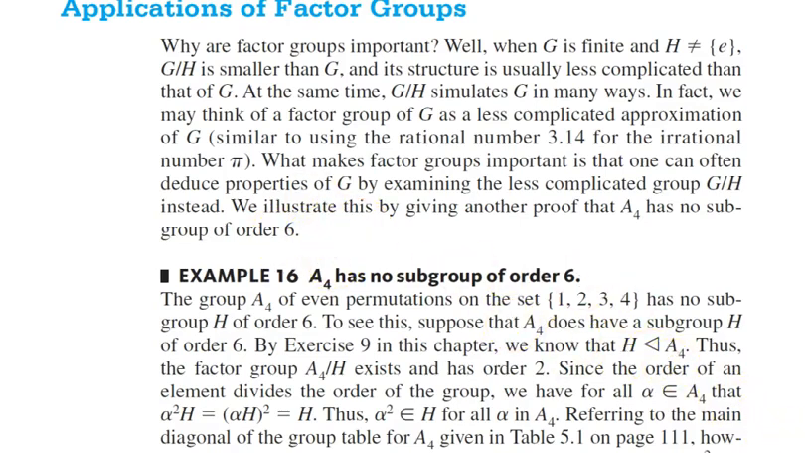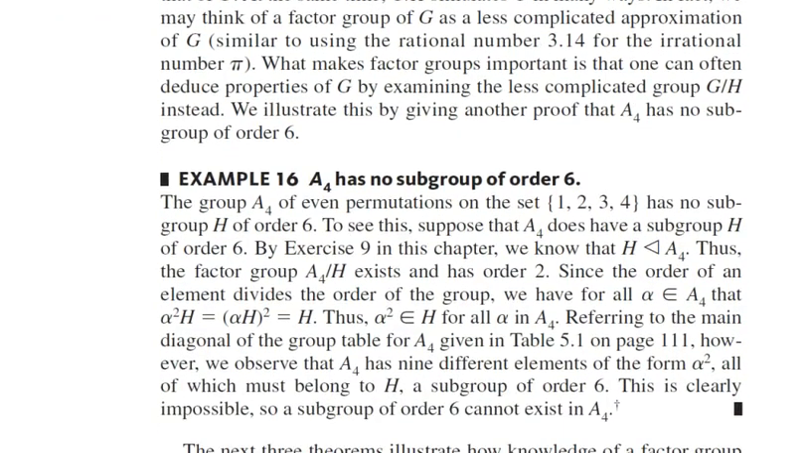Example 16. A4 has no subgroup of order 6. A4, this is the alternating group. It consists of all even permutations on the set 1, 2, 3, 4. Assume that the operation in this group is composition of bijections. Suppose that A4 does have a subgroup H of order 6.